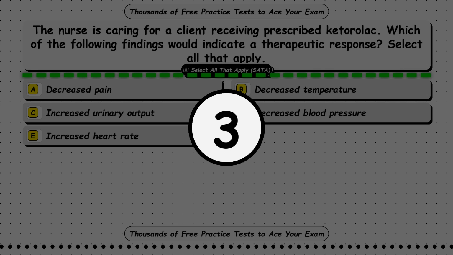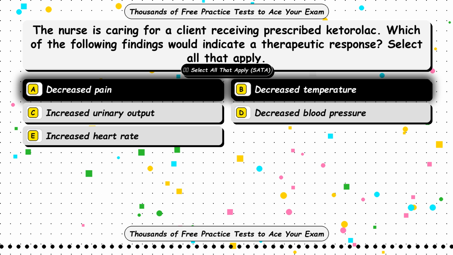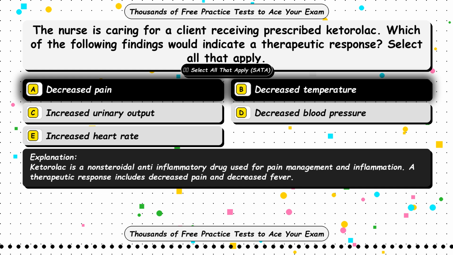The correct answers are options A and B: decreased pain, decreased temperature. Ketorolac is a nonsteroidal anti-inflammatory drug used for pain management and inflammation. A therapeutic response includes decreased pain and decreased fever.